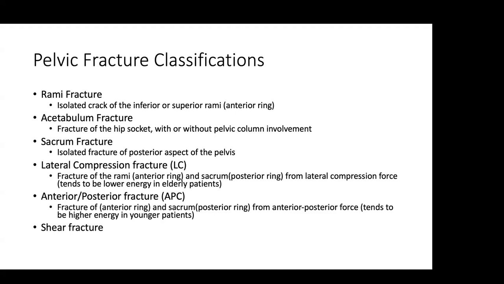The sacrum itself can fracture. You can have an isolated sacrum fracture, or it can be a combination of a rami and a sacrum fracture, and that's usually what we would call a pelvic fracture. That usually happens in either a lateral compression fracture or an anterior posterior compression fracture. And we'll kind of go into that.